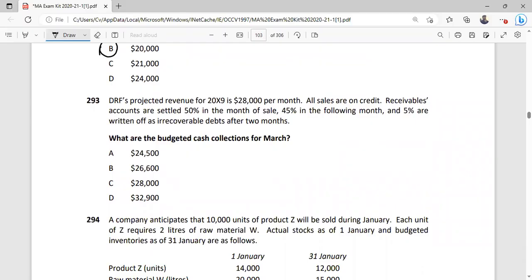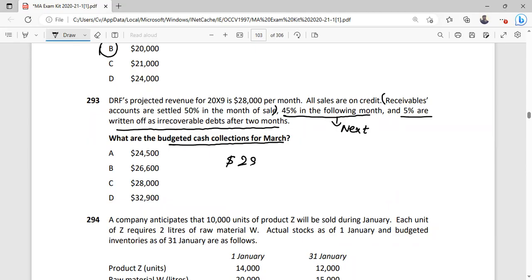When he says DRF projected revenue for 20X9 is $88,000 per month, all sales are credit, receivables accounts are settled 50% in the month of sales, 45% in the next month, and 5% are written off, which means bad debts, as irrecoverable debts after the 2 months. What is the budgeted cash collection for March? So first of all, we have 50% at the end of the month for 28,000.